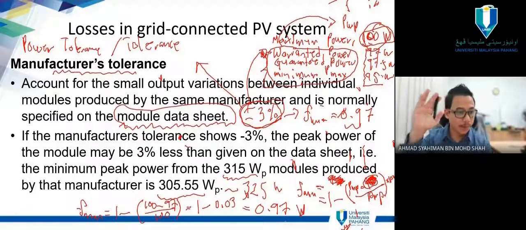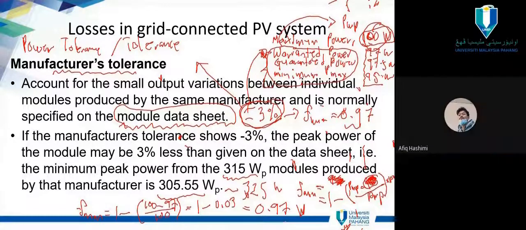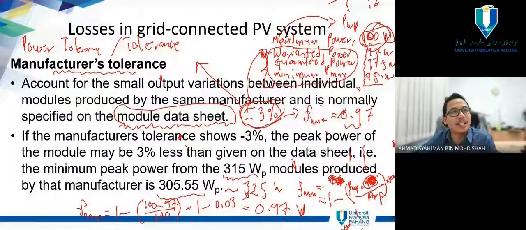Understand? Can you understand? Afiq Hashimi. Yes, sir. Understand? Still digesting it.